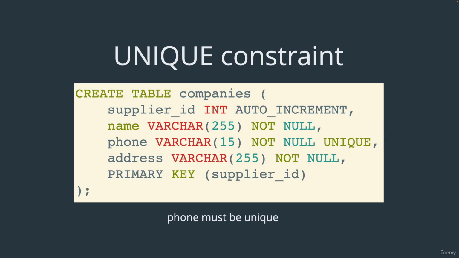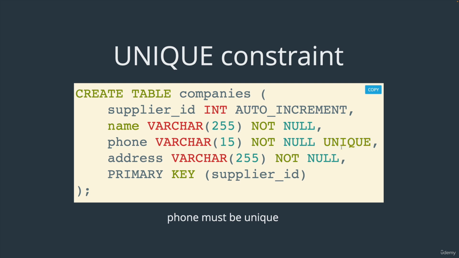The next one of those constraints we're going to learn is called unique, and it's exactly what it sounds like. It's a way of setting up and enforcing the uniqueness of a particular column. So in this table, companies, there's a lot going on, but all that really matters is right here. Phone is a varchar, 15 characters at most. It's not null, cannot be null, and it has to be unique.